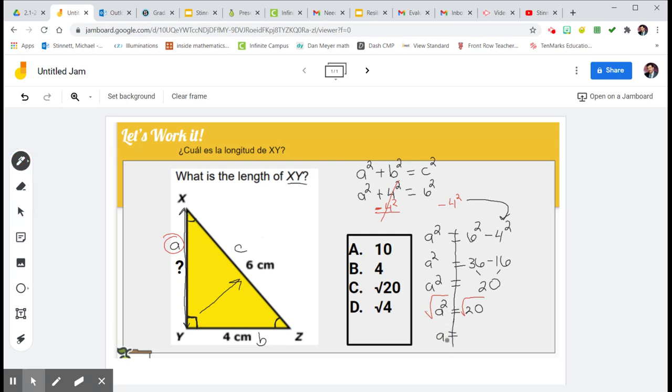Bring that down. So a, so that just becomes this, right? And then we have a, and then the square root of 20 is just the square root of 20. And the reason we leave it as the square root of 20 is because we don't know what the square root of 20 is, okay? And here we see our answer is C, right here, square root of 20, okay?